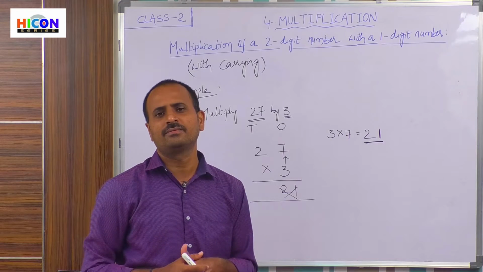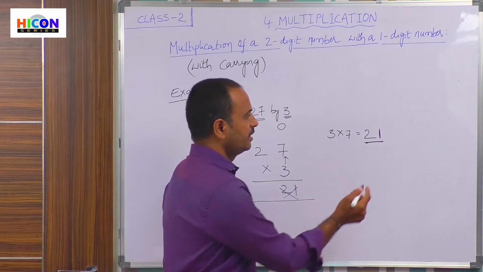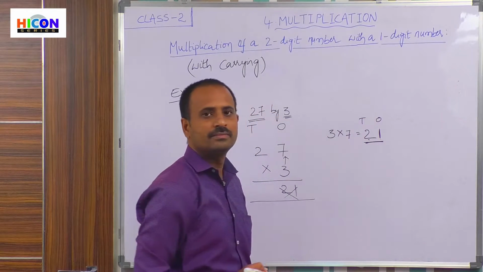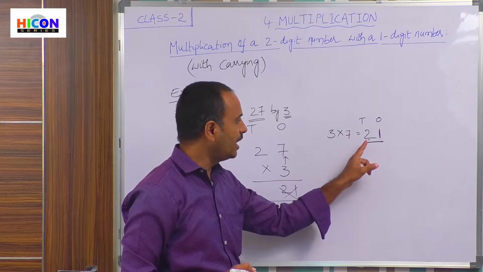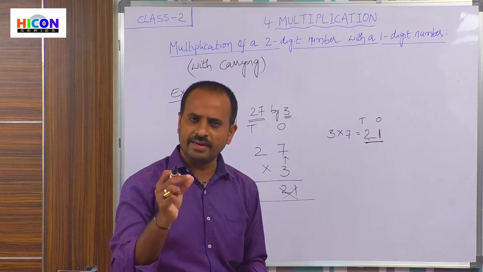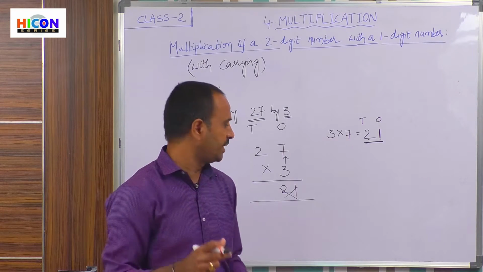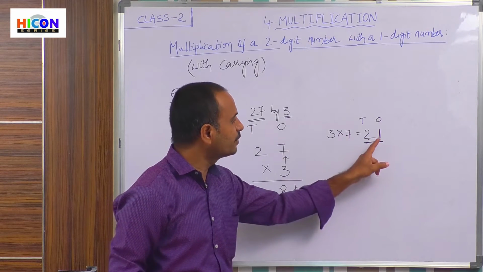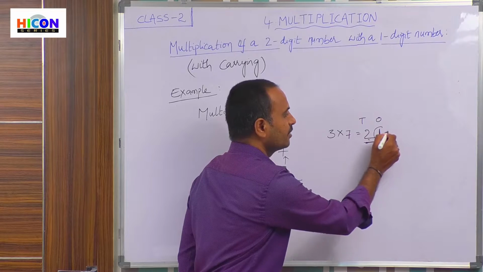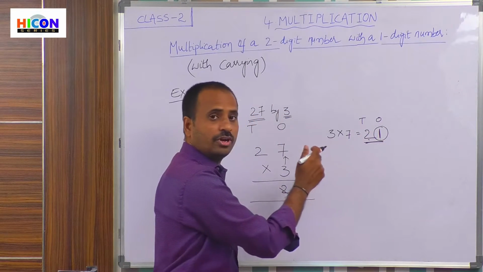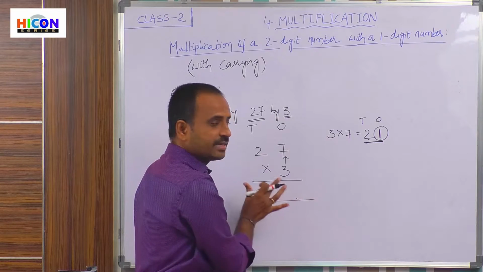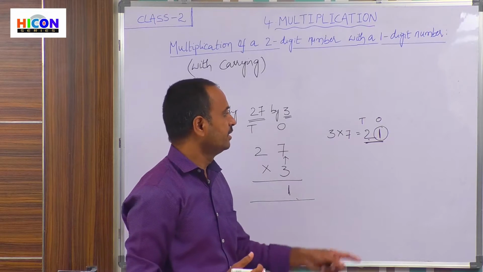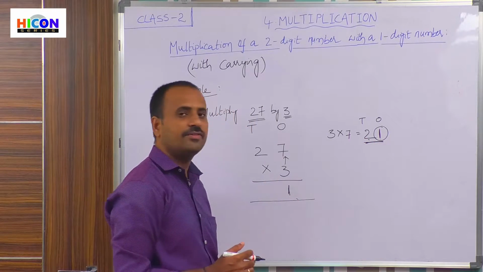So what is carrying, children? Here 1 is in ones place and 2 is in tens place. Only write the digit present in ones place under ones place. Children, in this, which digit is present in ones place? 1 is present in ones place. So now write this 1 only under ones place. We should not write both digits 21 under ones place.